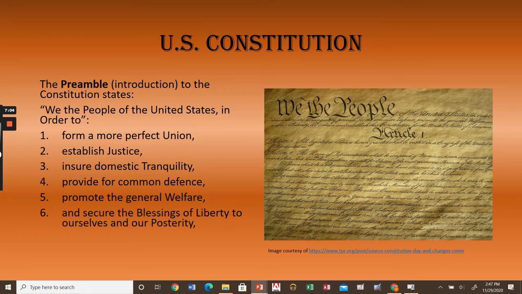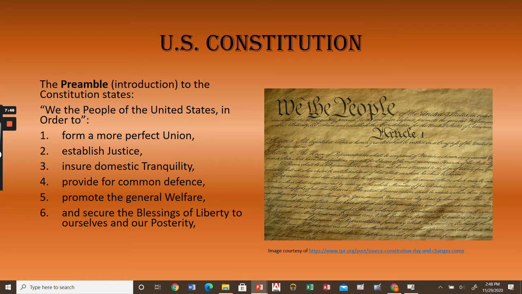Six, and secure the blessings of liberty to ourselves and our posterity. So again, think back to the Declaration of Independence. Thomas Jefferson wrote of inalienable rights, meaning life, liberty, and the pursuit of happiness. Again, liberty is one of those inalienable rights. So fast forward now to the drafting of the Constitution 11 years later, and the founders are saying, all right, we're going to create this Constitution to secure, to bring about blessings of liberty, right, to ourselves and our posterity. Okay?